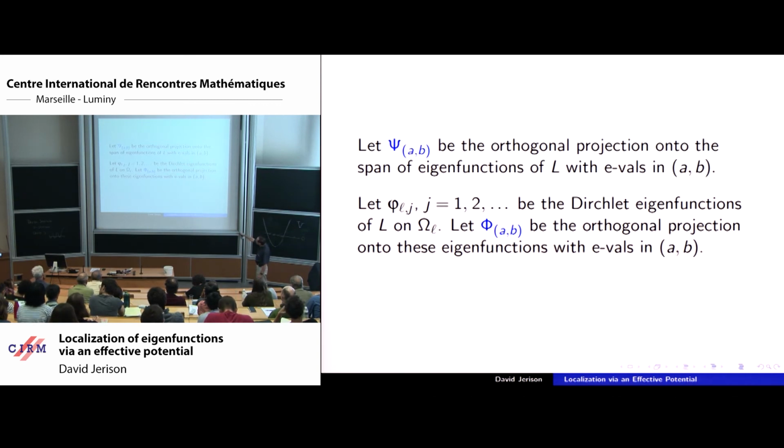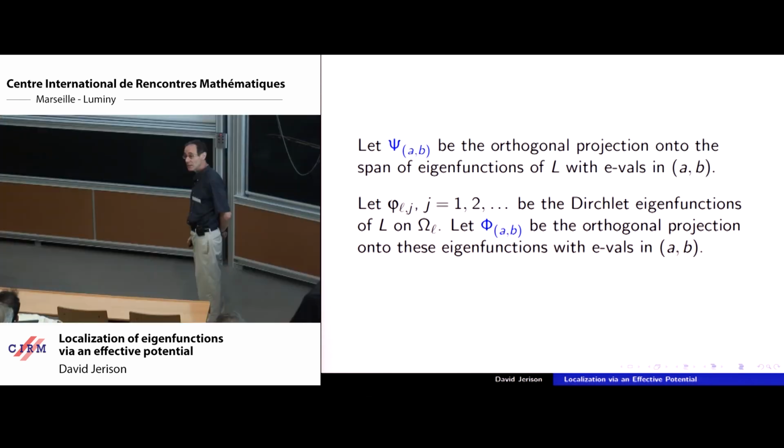First, just notation, we'll let the orthogonal projection onto the eigenfunctions of L with eigenvalue in this interval be denoted by capital Psi. And then we have the Dirichlet eigenfunctions of each of these domains, there's a little typo there, listed here. So these are the so-called localized ones.